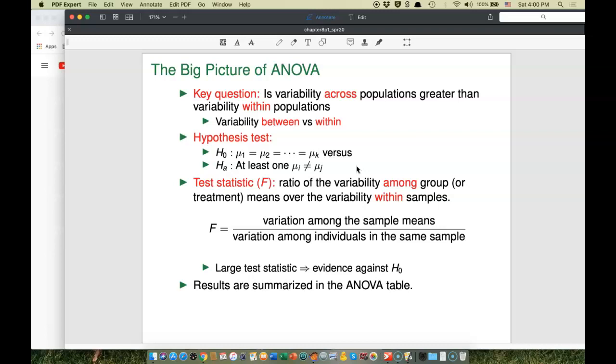So our test statistic is the ratio of the variability among the groups over the variability within. We just have to think about how we're going to measure variability. So it really becomes an accounting problem.